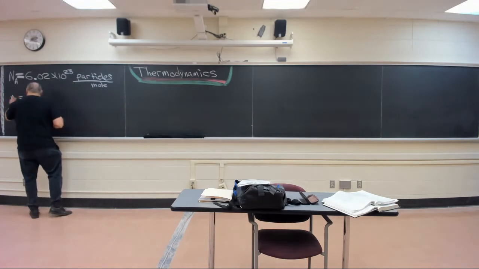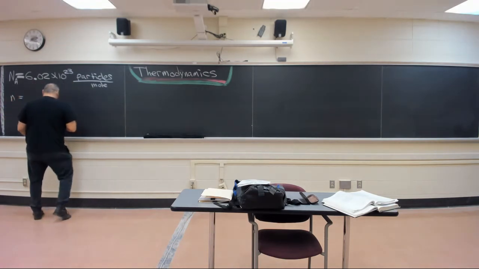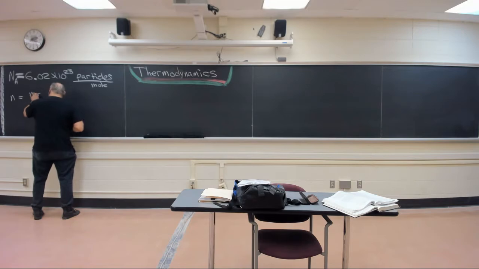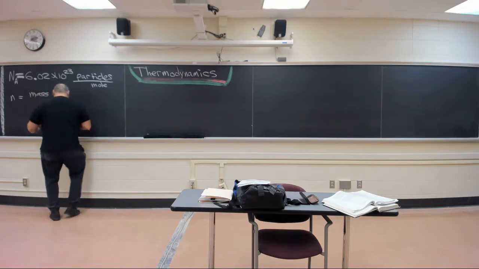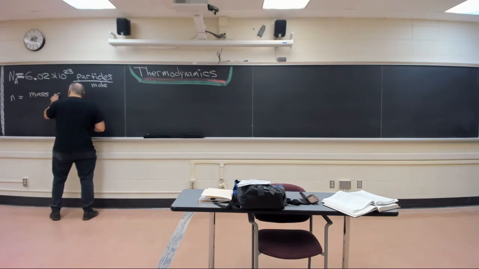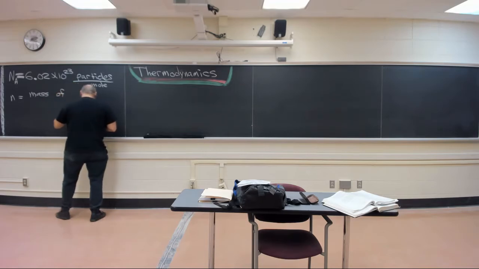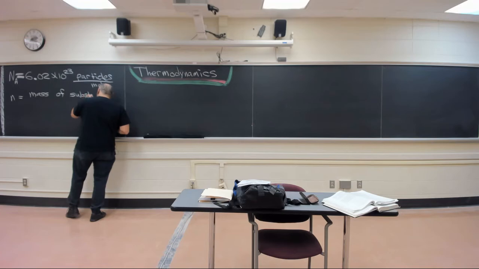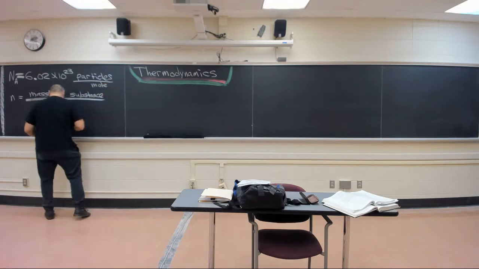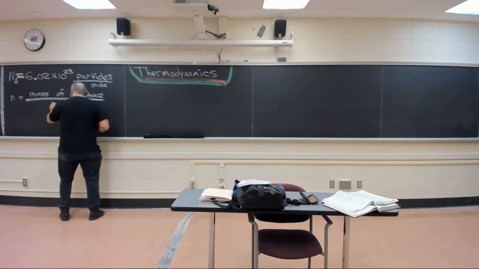N is the number of moles. Based on what I just said, if you found the mass of the substance, typically in grams, though it doesn't have to be, and you play this right, it works all the way around: the number of moles is the mass of the substance divided by the molar mass.